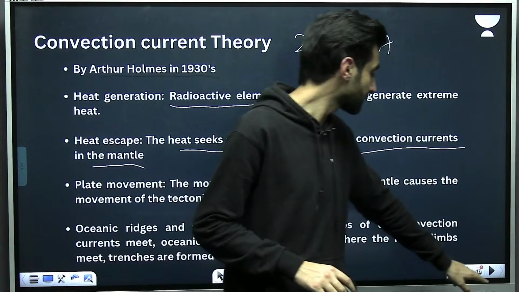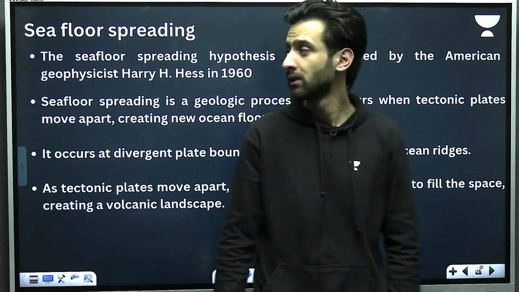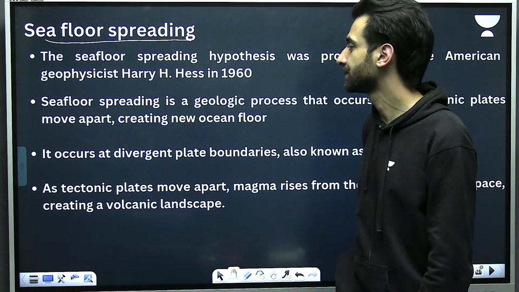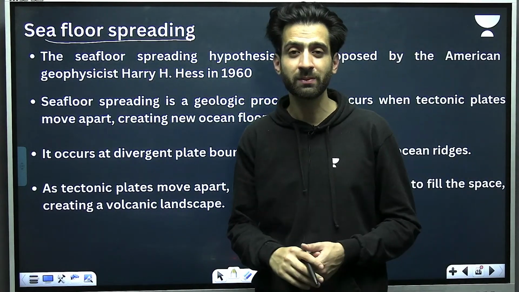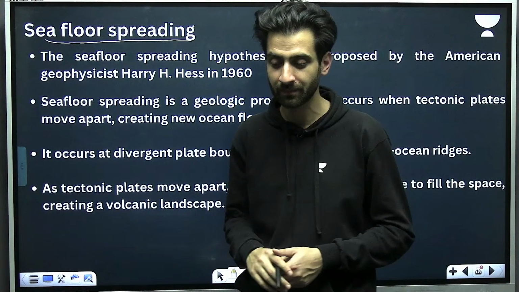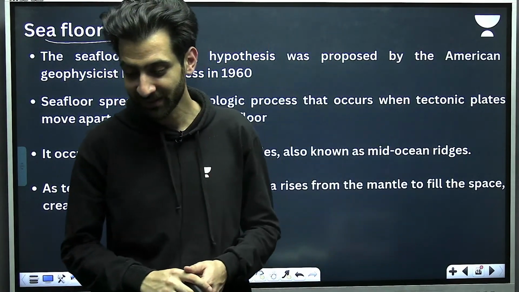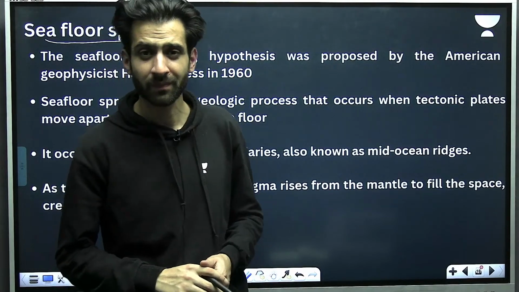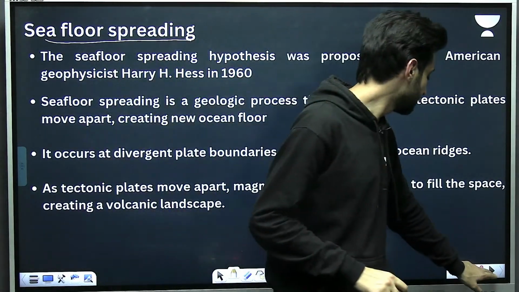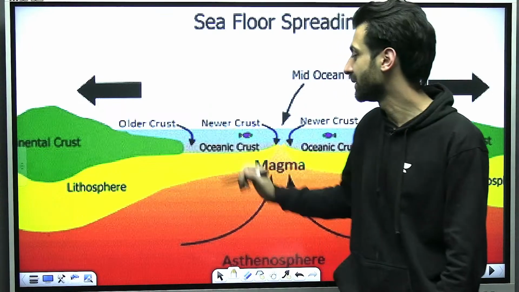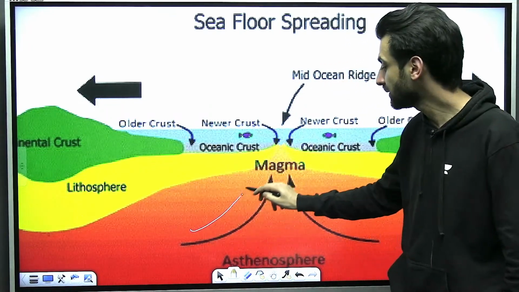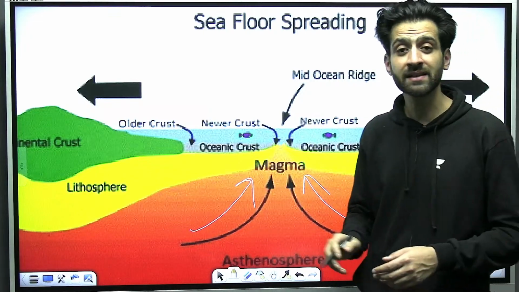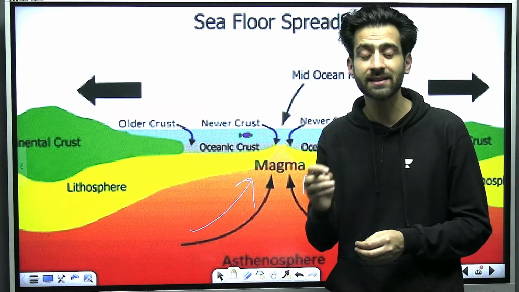Good. Then let's go to our last part of the lecture, that is seafloor spreading. What is seafloor spreading? Is something spreading there? What do you think? Anything? Now, see, before we read the theory, let's look at this image. This is the magma. The movement of the magma, as I told you earlier, the ascending limb, how the ascending limb works.